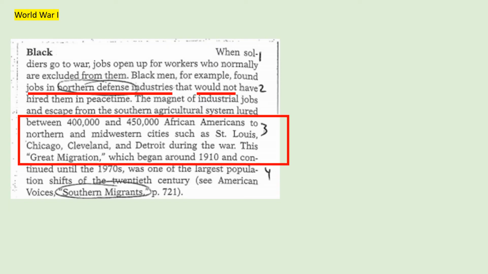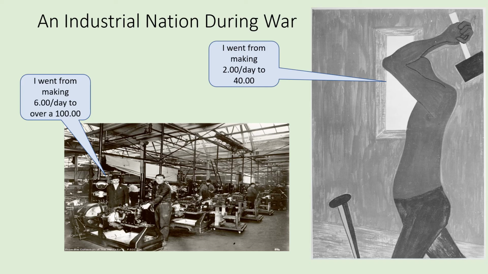Continuing on with that Great Migration, looking at World War I, the main point here is that while African Americans are fighting in segregated units and they're being told that they're fighting for freedom abroad, they're being denied freedom in the United States, and that hypocrisy is going to be examined.